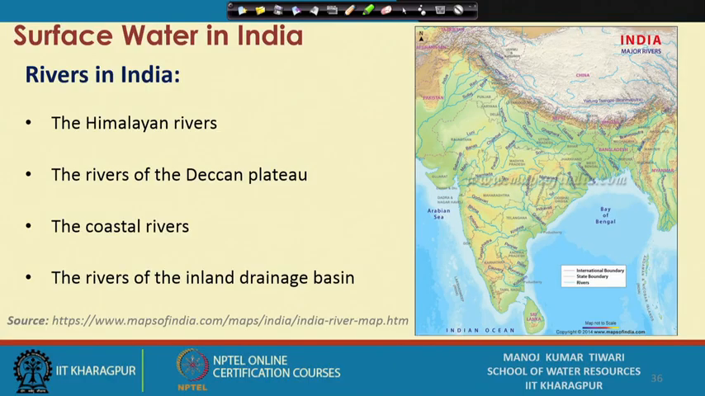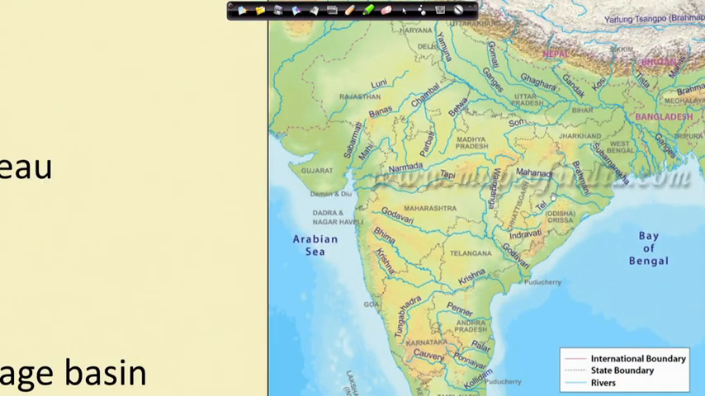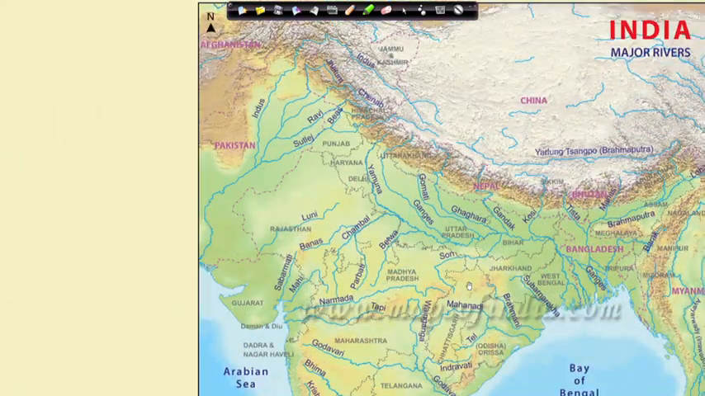So, in India we have various types of rivers. The major ones are the Himalayan rivers, then there are rivers in the Deccan Plateau, while there are some small coastal rivers and inland drainage basin based rivers also. If you see, this is a river map of India. Now, you can see the different river basins over here.